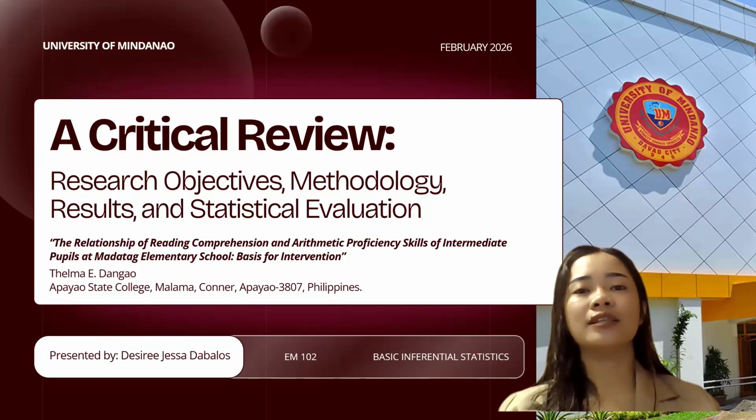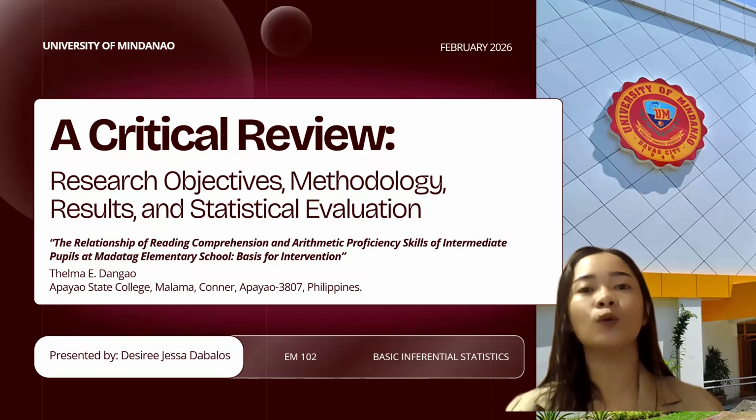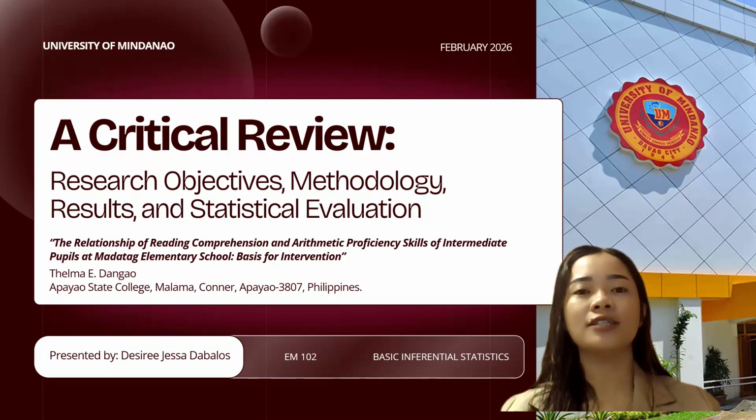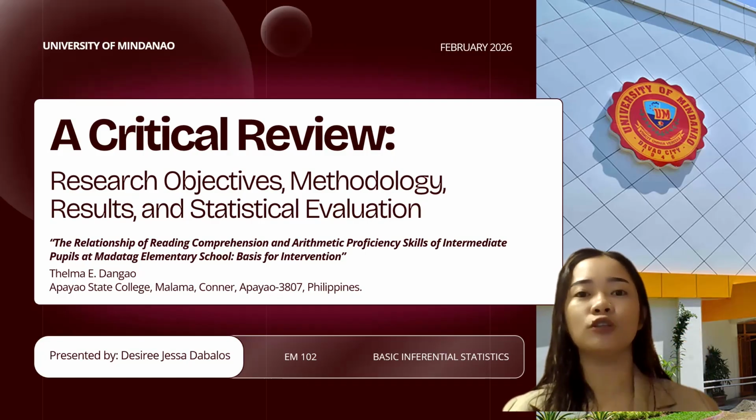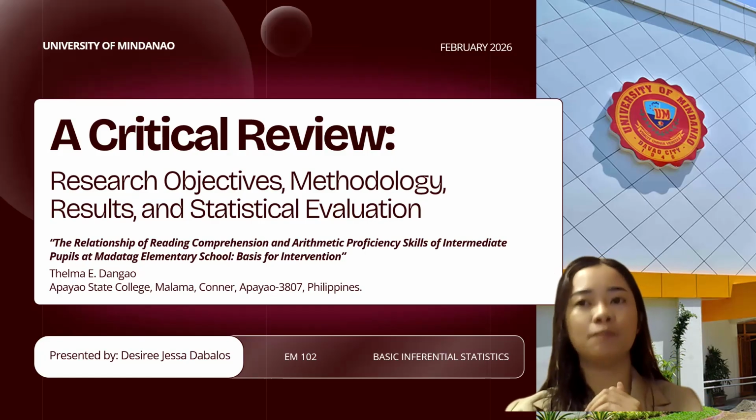We are tasked to select a specific research study that's already been published, and then we will try to evaluate or critique the study from the research title to the results and discussions and its statistics values. So I will present to you the critical review, research objectives, methodology, results, and statistical evaluation of my chosen study, which is the relationship of reading comprehension and arithmetic proficiency skills of intermediate pupils at Madatag Elementary School, basis for intervention. This is from Telma Igangaw, a student of Apayao State College, Malama, Philippines.